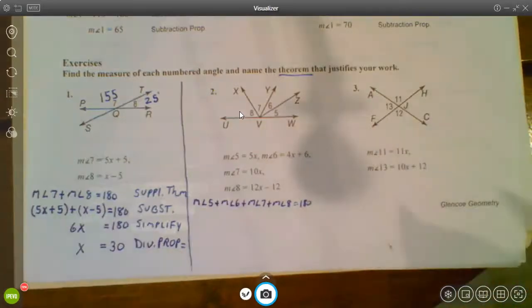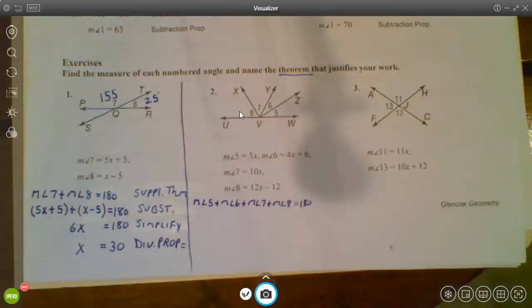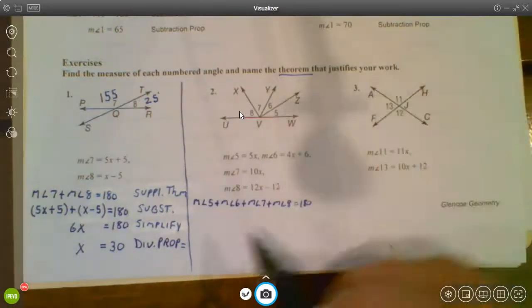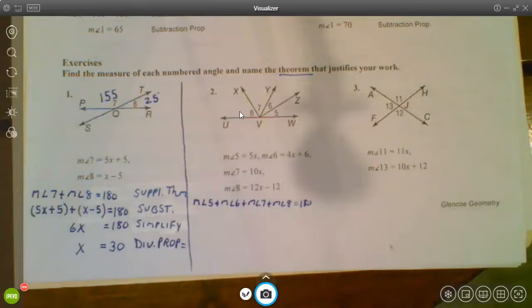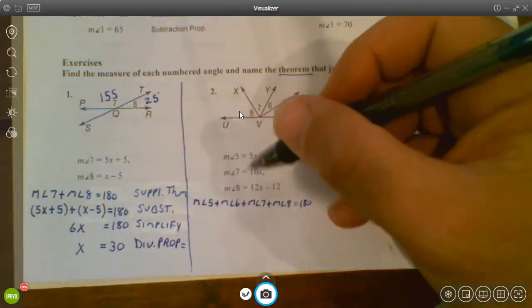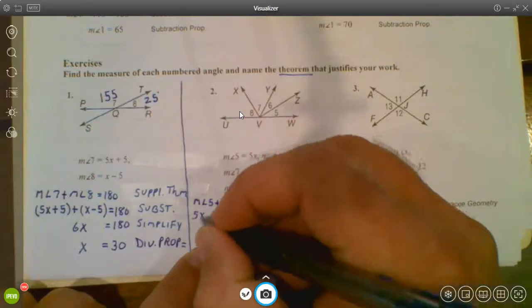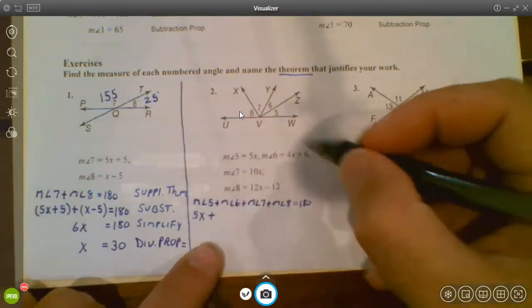And again, they do say justify each step. So we would need to write next to this, we need to write the supplements theorem, right? Because angles that add to 180 are supplementary. So we're going to call that our supplements theorem. From here, we would start subbing in the information. So I'm going to replace angle 5 with the 5x. Angle 6 is right here.